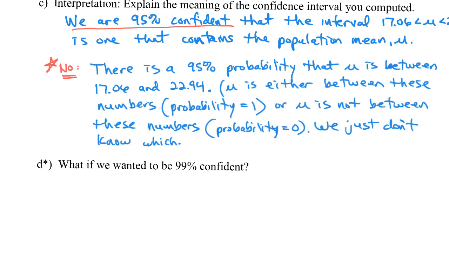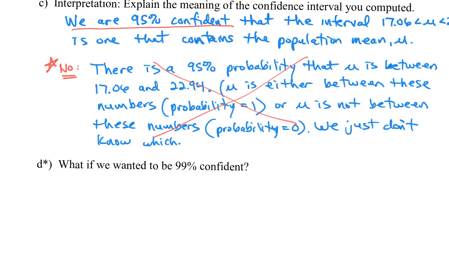So again, just to make it official, mu is either between these numbers, and if it is, then the probability is 1 that it is between them, or mu is not between these numbers, in which case the probability is 0 that it is between them. We just don't know which. So we can't make this statement. We can only make this statement above. Say we're 95% confident. Okay, so you don't want to say anything like that.